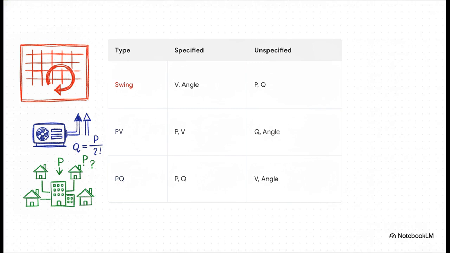Second, in blue, are the PV buses. These are our generators with controlled voltage. For these, we fix the real power and the voltage magnitude, and we have to solve for the reactive power and angle. Finally, in green, we have the PQ buses, which are our loads. These make up about 80% of the entire grid. Here, we specify the real and reactive power demand, and solve for the voltage magnitude and angle. Those are the 2 big unknowns at every load point.